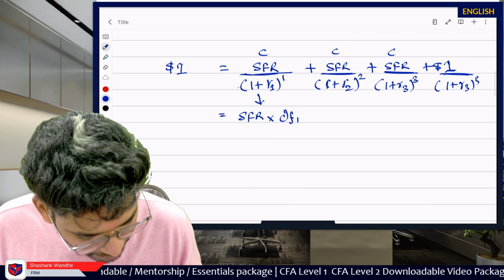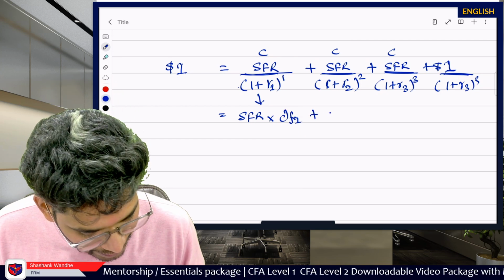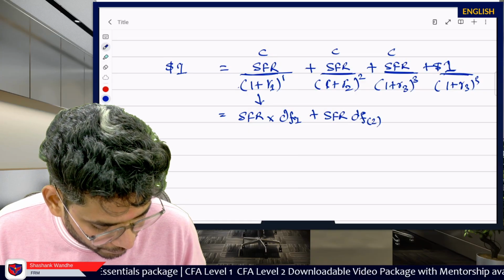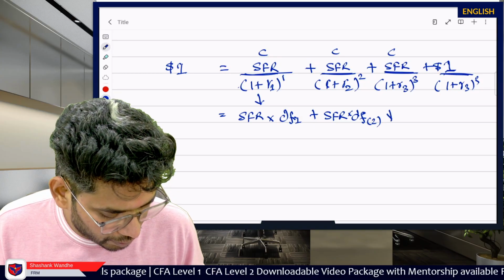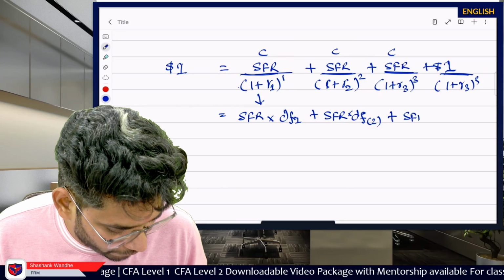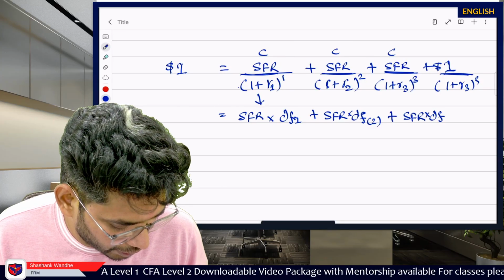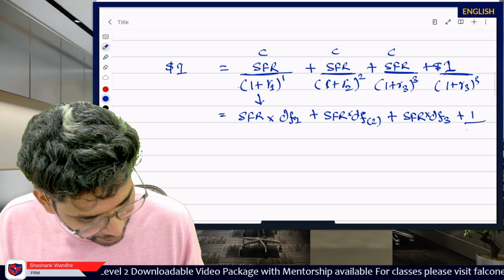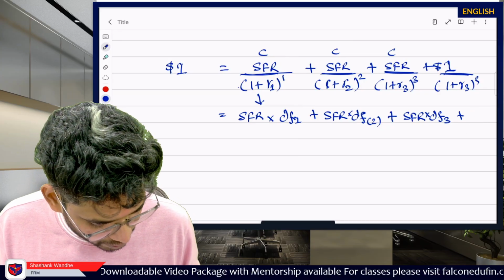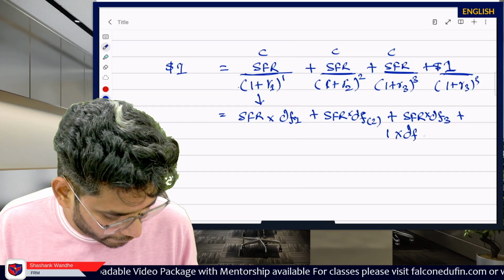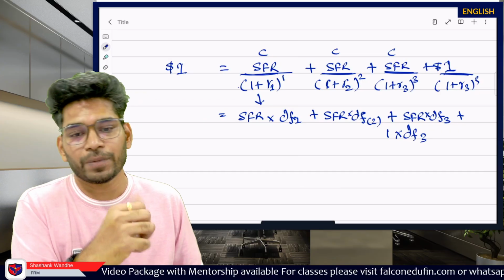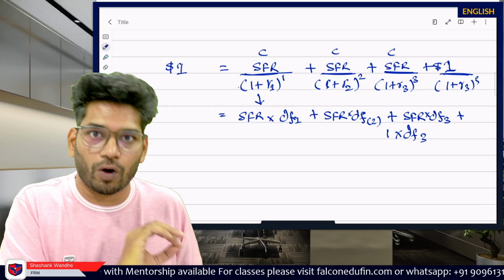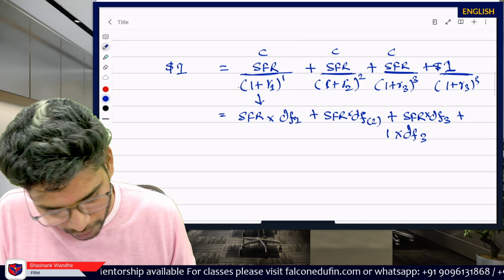Effectively this is the discount factor for the first year, right? Then plus SFR times the discount factor for the second year, plus SFR times the discount factor for the third year, plus 1 into the discount factor again for the third year, because in the third year you will be getting the coupon. Remember, SFR is the coupon, so you'll be getting the coupon and also the principal. Here our principal is $1.